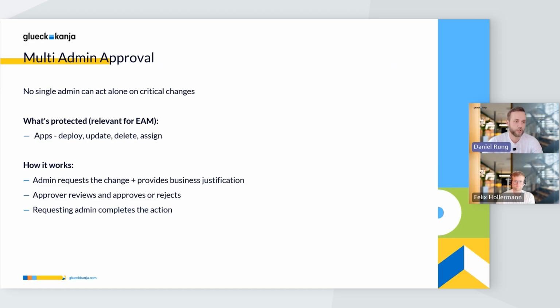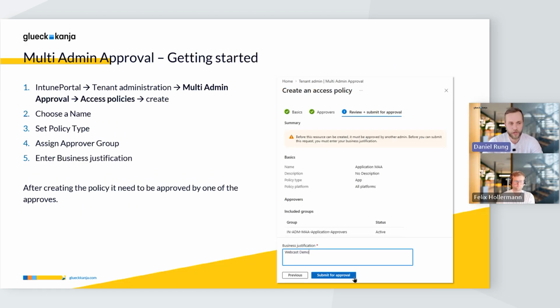On the next page, I will show you how you will start. In the tenant administration of the Intune portal, you can click on multi-admin approval. Before anything works, you need to create an access policy. In the access policy, you see on the right side the policy type. It's app here, and it counts for all platforms from iOS, Android, macOS to Windows. It's not just for ARM, it's for any application type here.